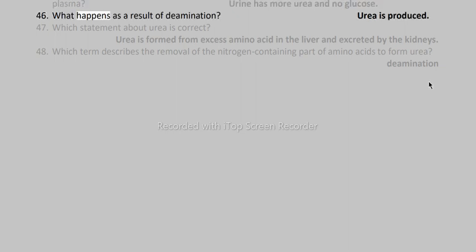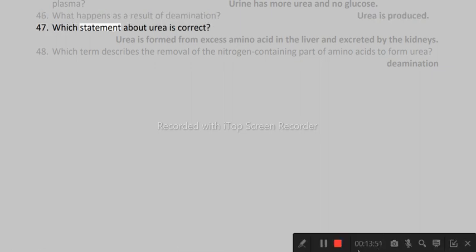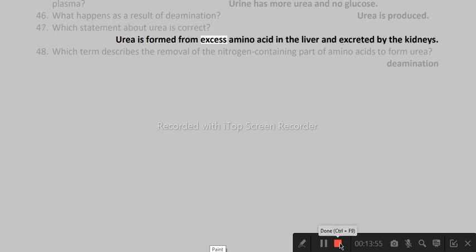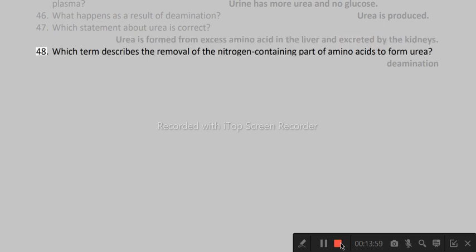46. What happens as a result of deamination? Urea is produced. 47. Which statement about urea is correct? Urea is formed from excess amino acid in the liver and excreted by the kidneys. 48. Which term describes the removal of the nitrogen-containing part of amino acids to form urea? Deamination.